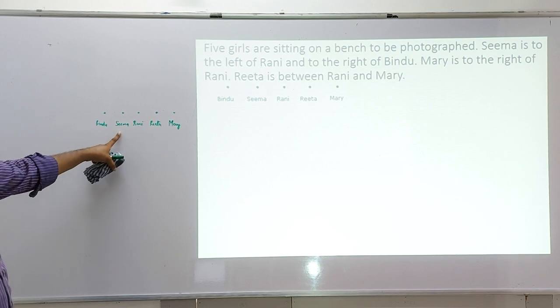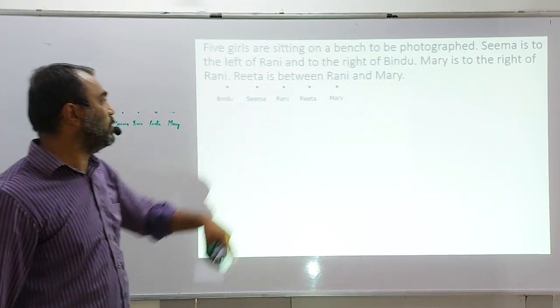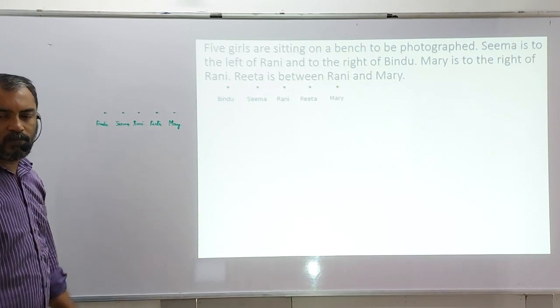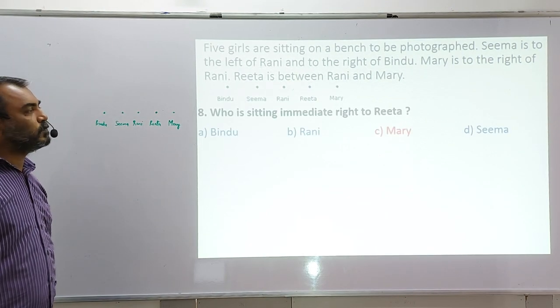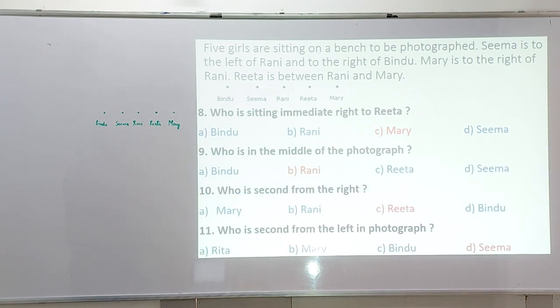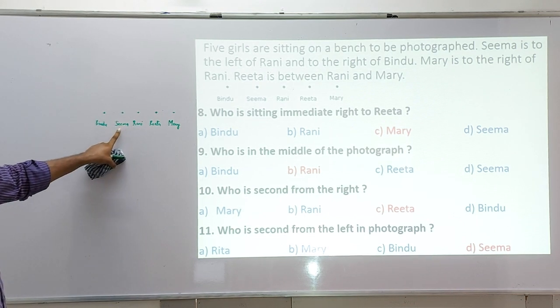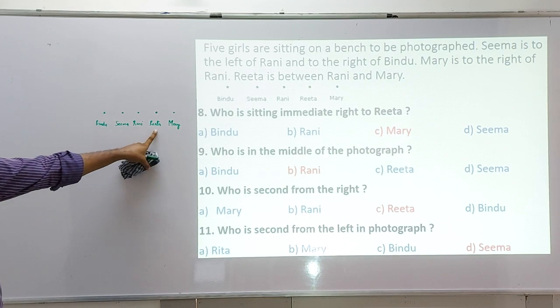We got Bindu, Seema, Rani, Rita, Mary. Bindu, Seema, Rani, Rita, Mary. So if you have got the seating arrangement right, then obviously the answers should all be correct. You see what happened here? I first put Seema here, then I changed Seema here. Seema could even come here.